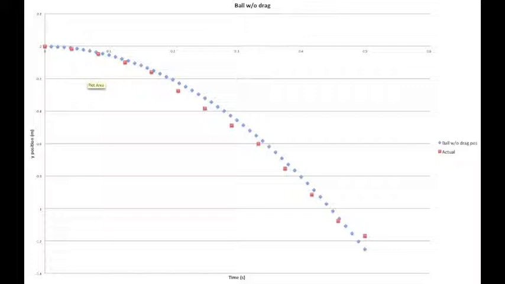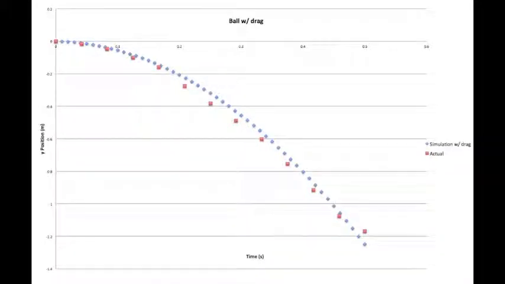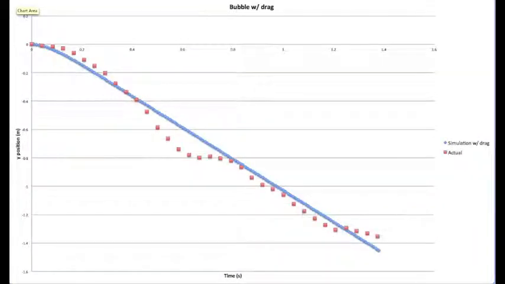The y-intercept is the same in all the graphs because in every model and trial the objects were started at the origin. In the graphs with drag, the slopes are much more similar. In the bubble wrap graph, the actual data is curvy because it's flipping and turning, but the slope of the model fits the overall line.